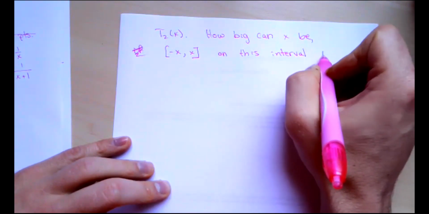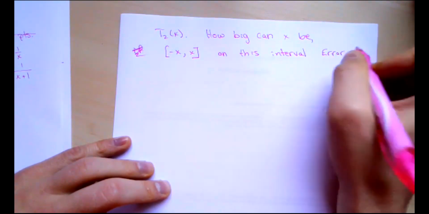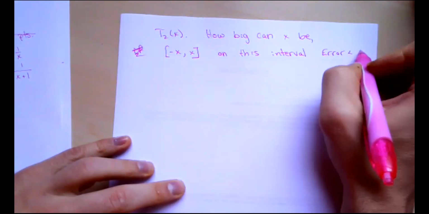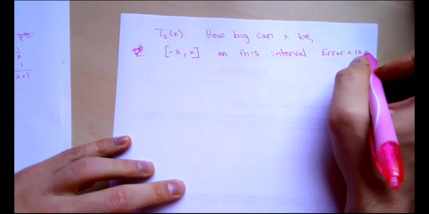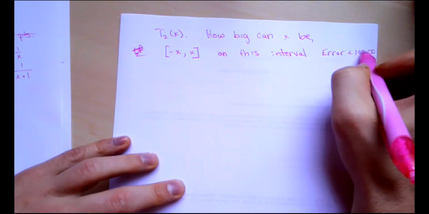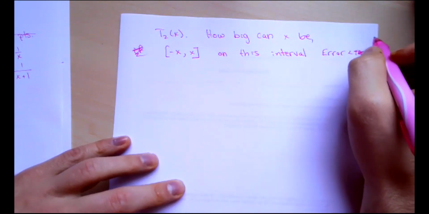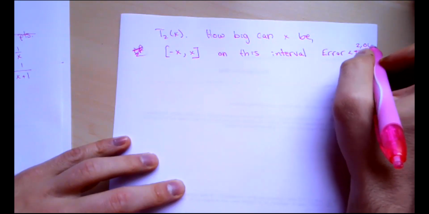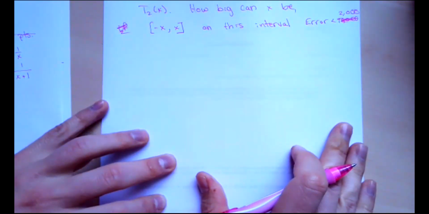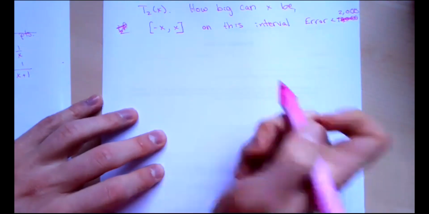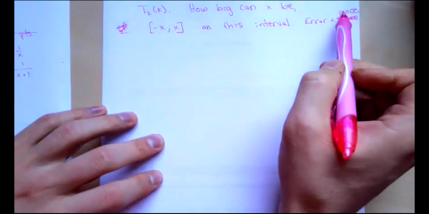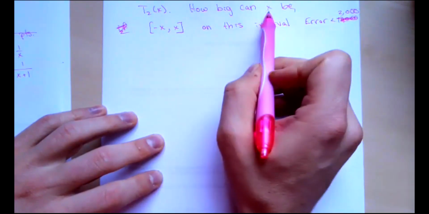Let's see, how big can x be on the interval if the margin of error is less than a certain number. Let's pick another number, let's say 10,000 or something. Or even, let's just pick the same number. Let's say less than 2,000. So what's the information we're given? We're given n. We're given our error. The thing we don't know is our x.